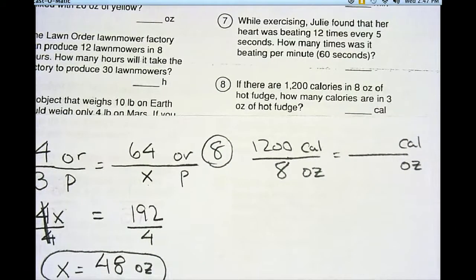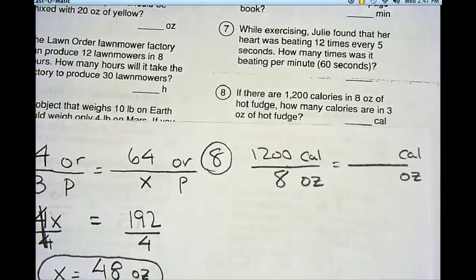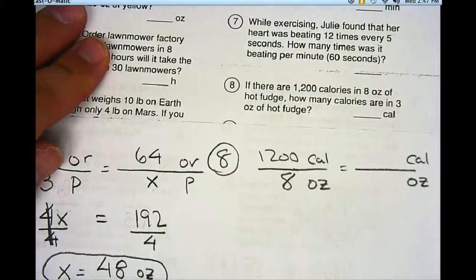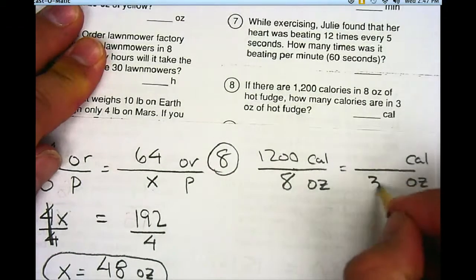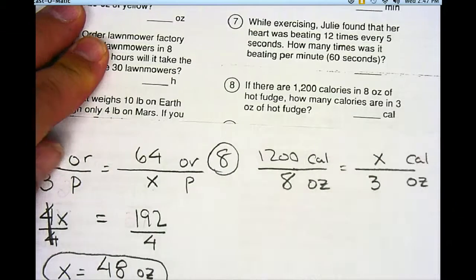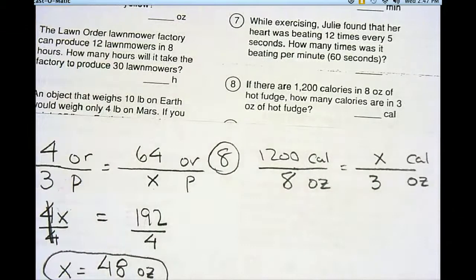How many calories are in 3 ounces of hot fudge? So I'm trying to find out how many calories, and I know I have 3 ounces. So I'm going to put 3 there and x calories. Now side by side is a little bit tricky for this one because 8 and 3 don't go into each other evenly. And 8 does go into 1,200, but that's kind of a lot to figure out. So I'm going to cross multiply this one again.